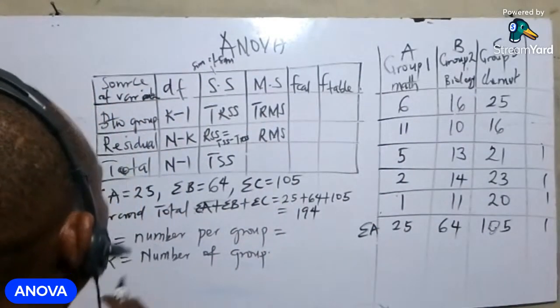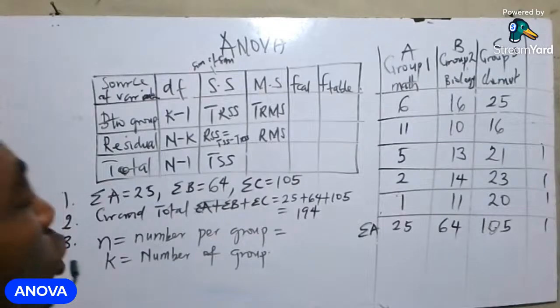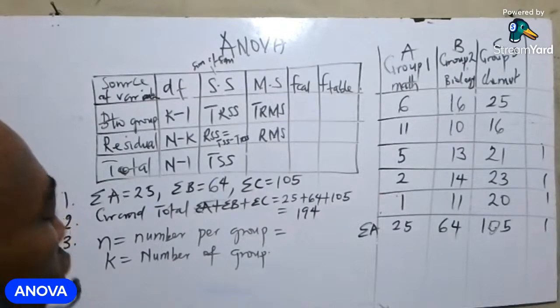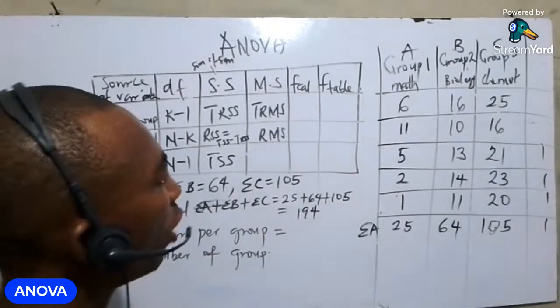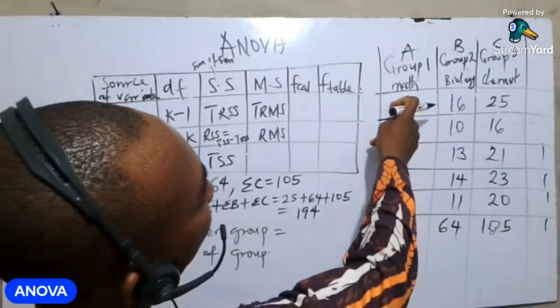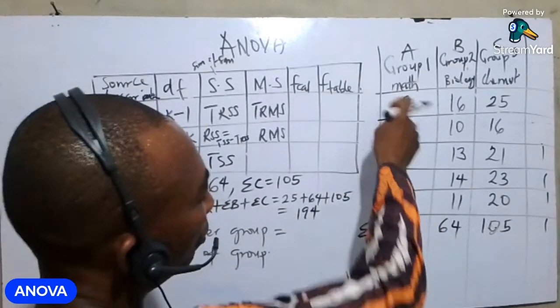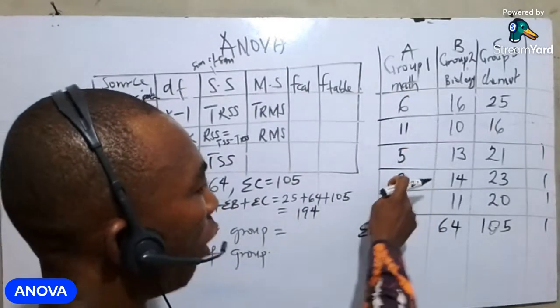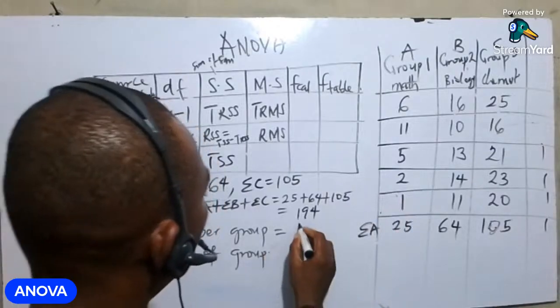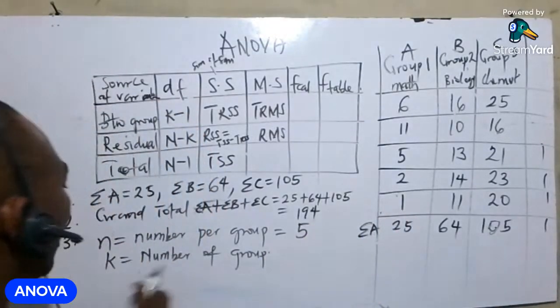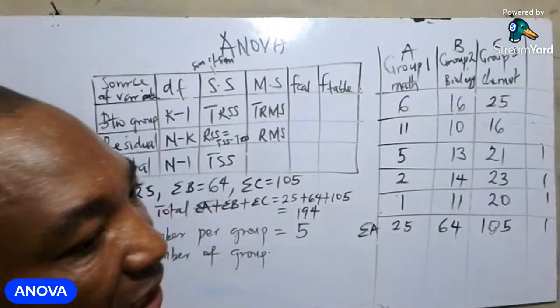So what is the N? N is the number per group. So how many did they observe here? 1, 2, 3, 4, 5. So our N is 5. Then the number of groups. How many is the group?